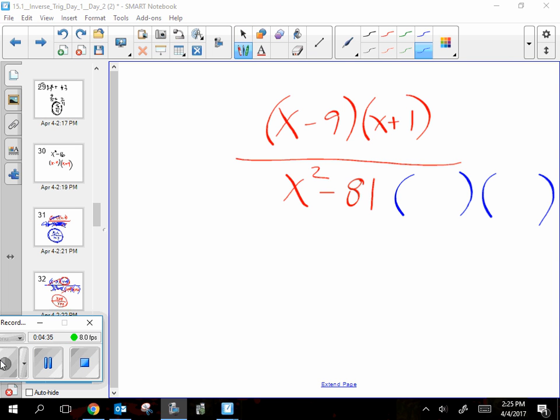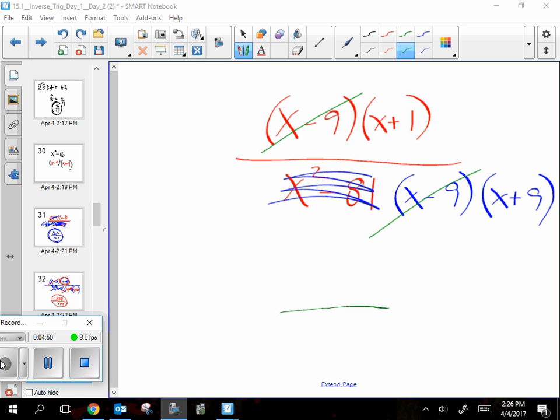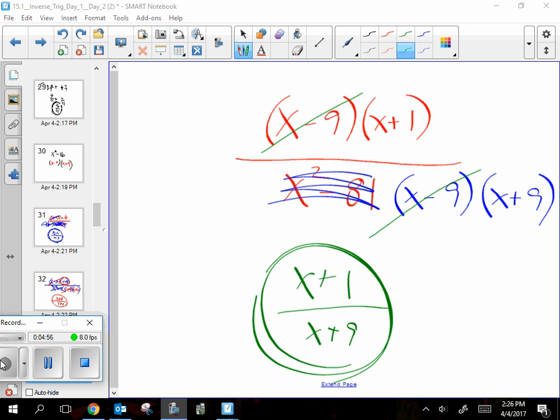There we go. You're doing it right. X minus 9, x plus 9. Good. Now, why was that smart? Because now something will cancel. There's one on top, one on the bottom. Read me the final answer then. What's on top? What's on the bottom? That's it. There's your answer. X plus 1 over x plus 9. You learned something new. That involved factoring and canceling. Those are two really important skills in algebra.